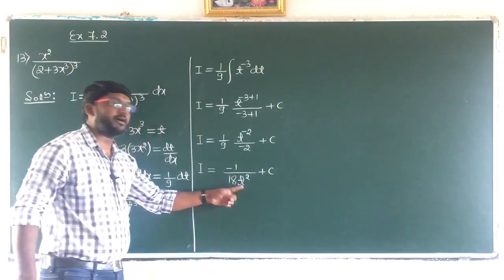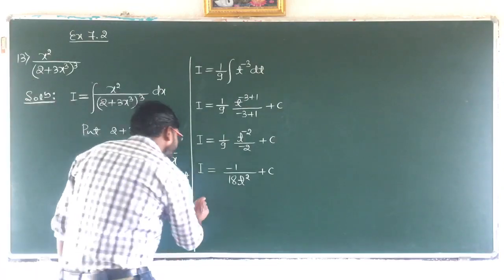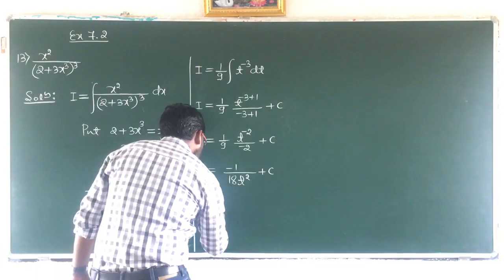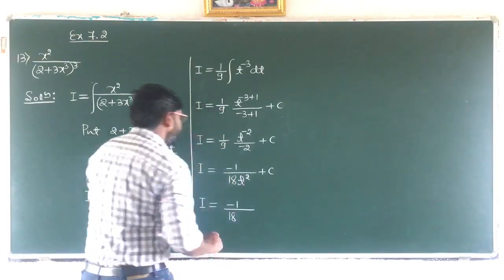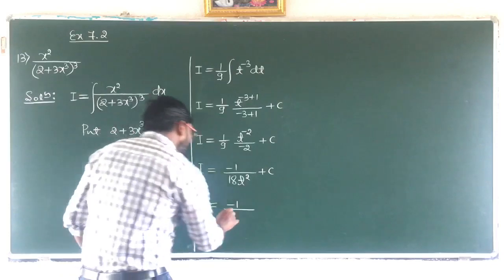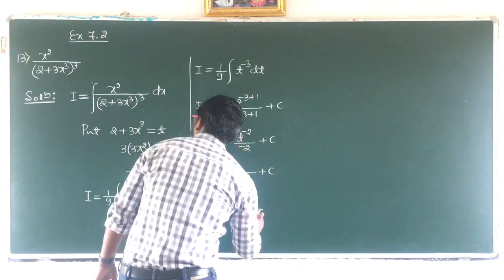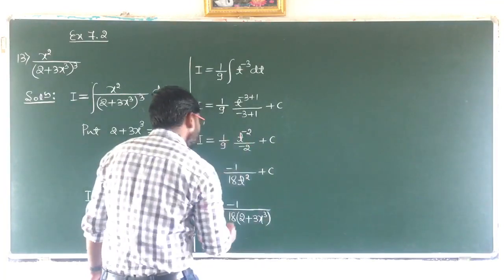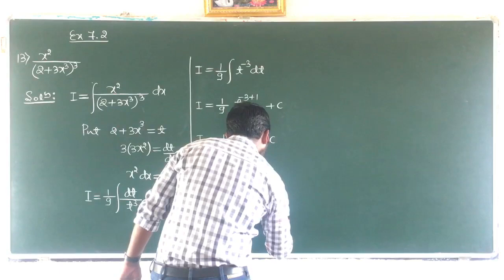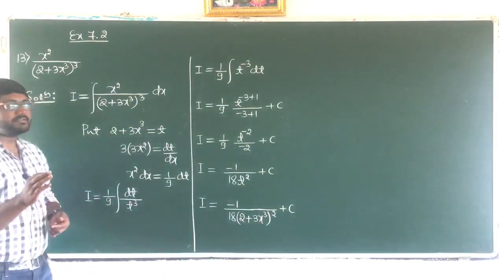What is t now? t is 2 plus 3 into x cube, that we have to replace. I equals minus 1 divided by 18, and in place of t we write (2 plus 3 into x cube) the whole square, plus c. So this is all about the 13th problem.